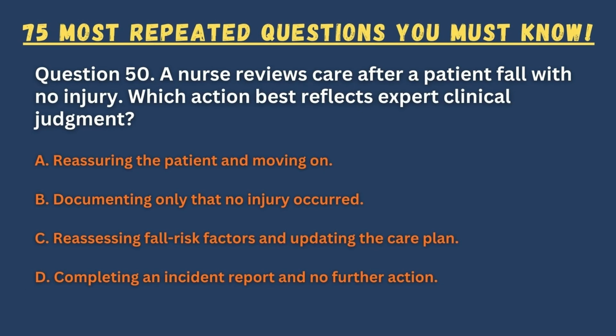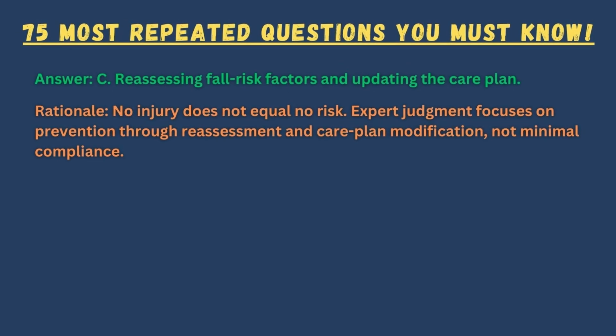Question 50. A nurse reviews care after a patient fall with no injury. Which action best reflects expert clinical judgment? A. Reassuring the patient and moving on. B. Documenting only that no injury occurred. C. Reassessing fall risk factors and updating the care plan. D. Completing an incident report and no further action. Answer: C. Rationale: no injury does not equal no risk. Expert judgment focuses on prevention through reassessment and care plan modification, not minimal compliance.